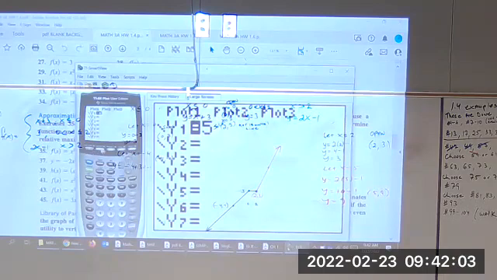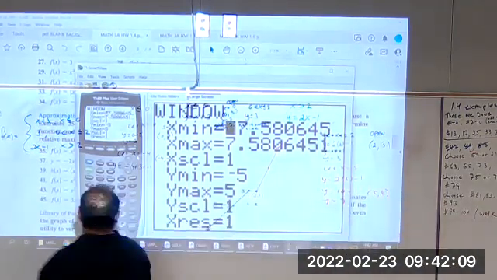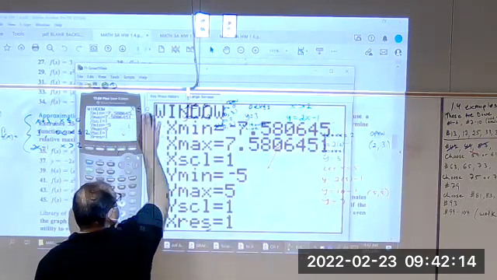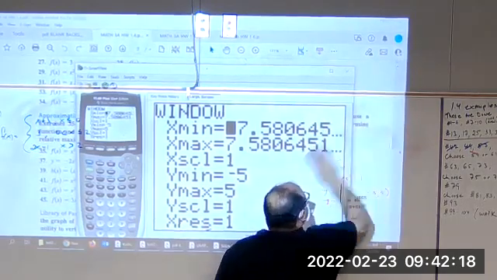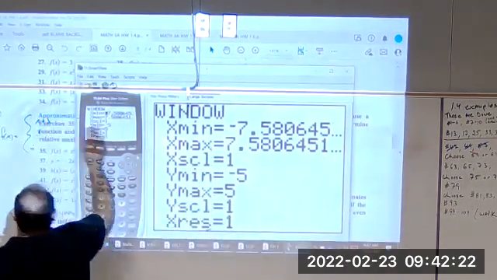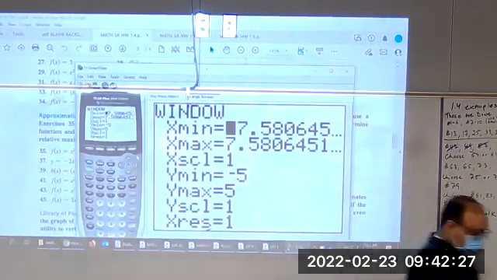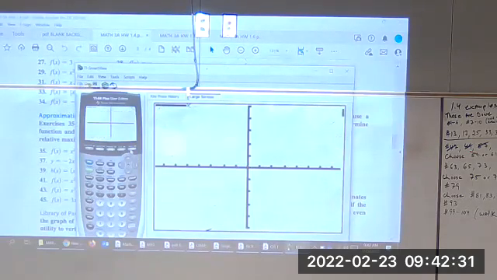So here's an important thing. If I try to graph this thing, and I keep the window as I have it, from -7 something to +7 something, and my y is -5 to 5, so I don't change my window and I'm not paying attention to what's going on, that's when bad things happen. Like that. That's way up there.